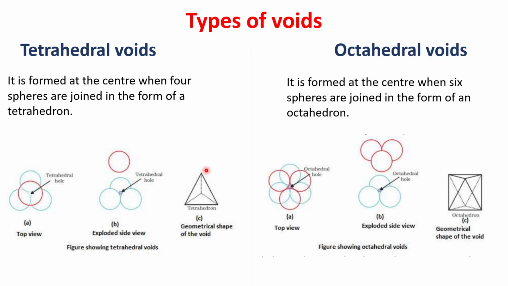While if the molecules present in the second layer are arranged such that they are not covering the depression of the first layer, exactly as in the case of the tetrahedral void, and are arranged in this fashion, then the void generated between those six molecules present in two layers is an octahedral void. It is formed at the center where six spheres are joined in the form of an octahedron.